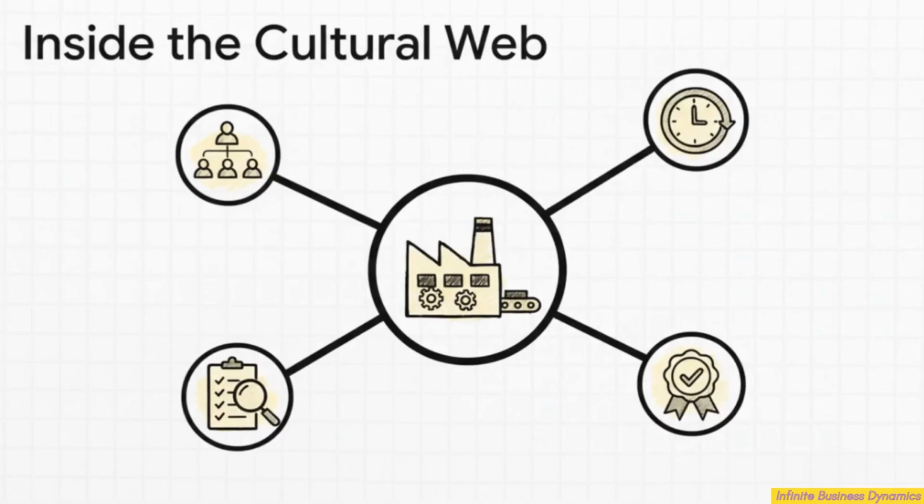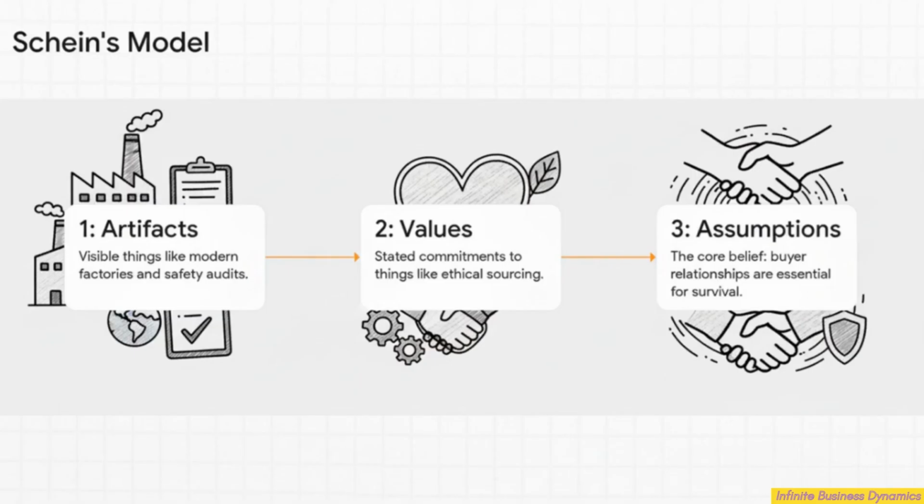Now, for a typical supplier in Bangladesh, this web is incredibly telling. The stories they tell are legends of resilience, of hitting impossible deadlines. The symbols that matter are those international certifications, which signal credibility to the rest of the world. Power is held by decisive senior or even family leaders. And the rituals and control systems, they're all laser-focused on one thing: constantly monitoring efficiency, cost, and on-time delivery. This is their operational heartbeat. Now, to understand the why behind that heartbeat, we can go even deeper with something called Schein's model.